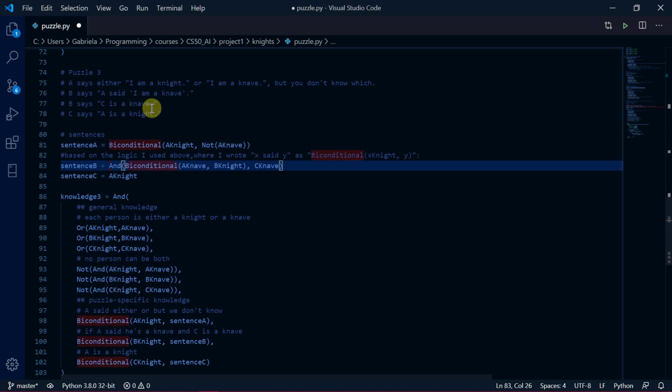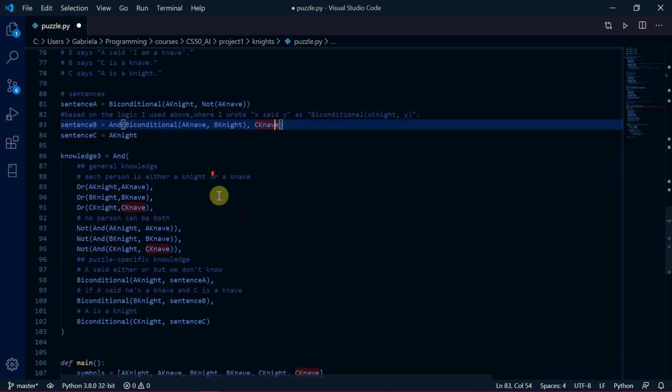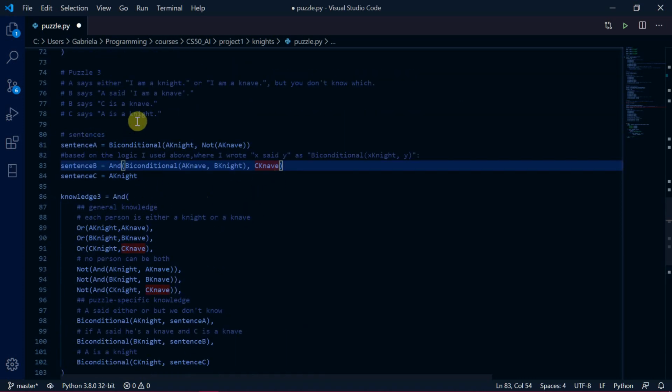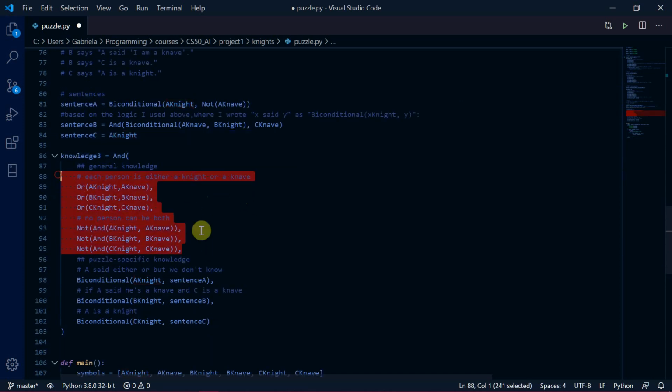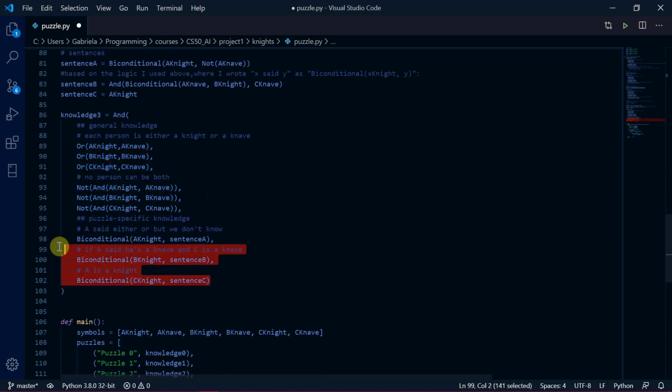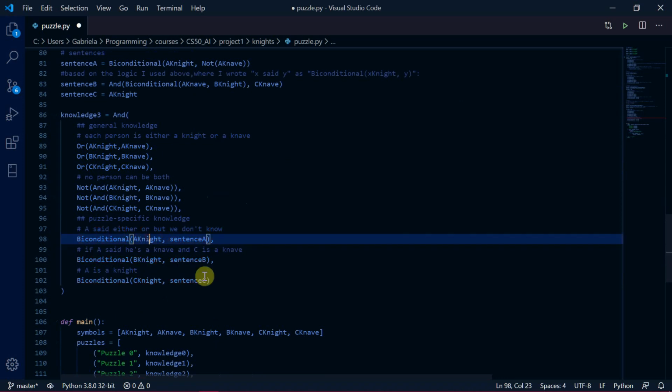First, B says that A said that he's a knave. So if A is a knave, then B is a knight. And the second thing that B says is that C is a knave. And then the final person, C, simply says that A is a knight. Okay, so here's again the general knowledge, and then there are three biconditionals for each of the sentences and the people.